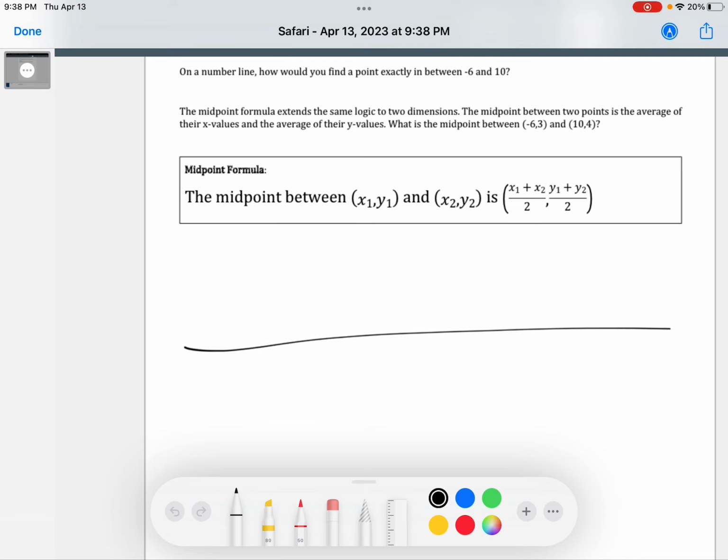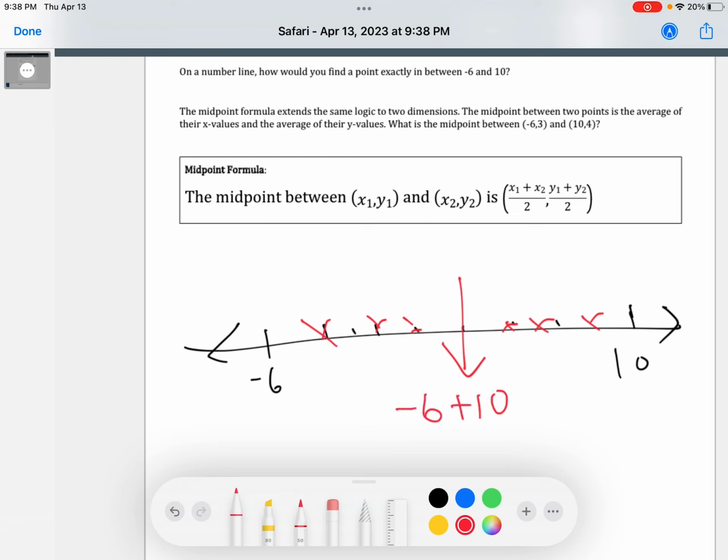So let's draw that number line. Here we've got -6. And over here we've got +10. And I could just kind of step 1 here, step 1 there, step 1 here, step 1 there, and eventually I'd find that middle point. Now there's of course a much faster way of doing this, which is just taking the average. The average is the point in between the two extremes. So -6 plus 10 divided by 2 is going to equal 2. And so that midpoint is going to be 2.